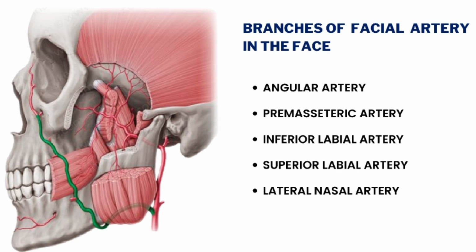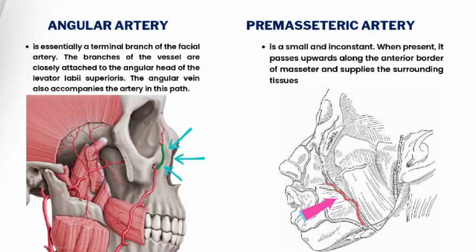The named branches in the face are the premasseteric artery, the superior and inferior labial arteries, and the lateral nasal artery. The part of the artery distal to its terminal branch is called the angular artery. The angular artery is essentially a terminal branch of the facial artery. The branches of the vessel are closely attached to the angular head of the levator labii superioris. The angular vein also accompanies the artery in its path.